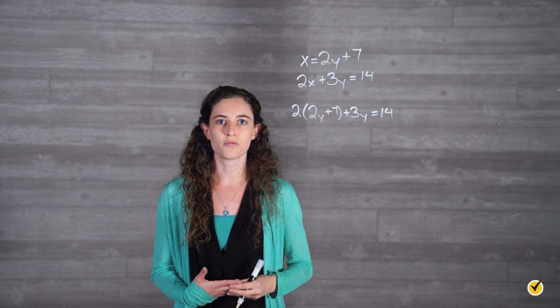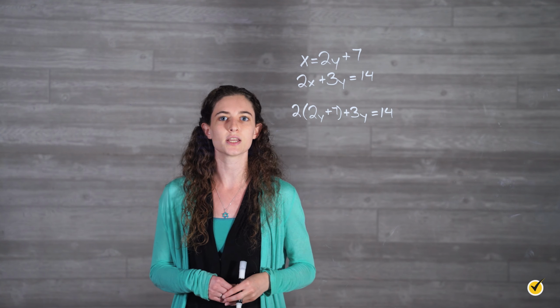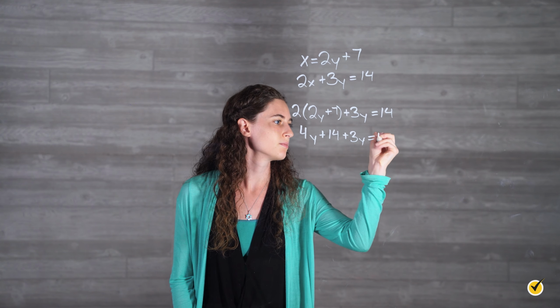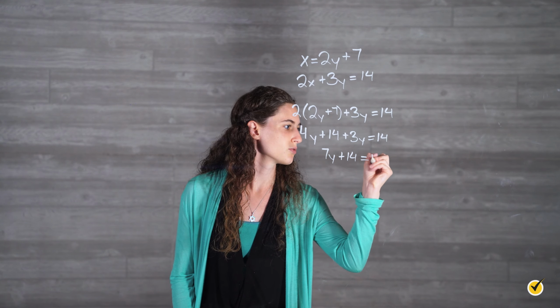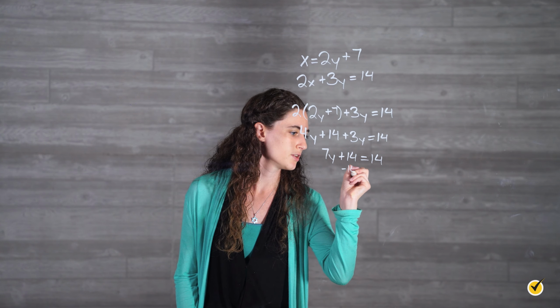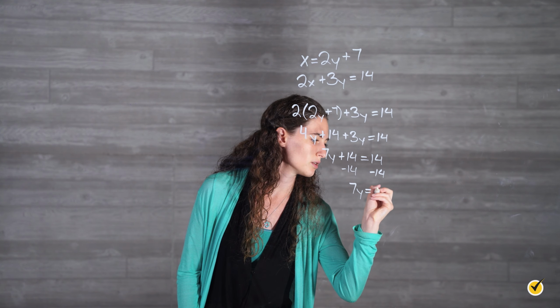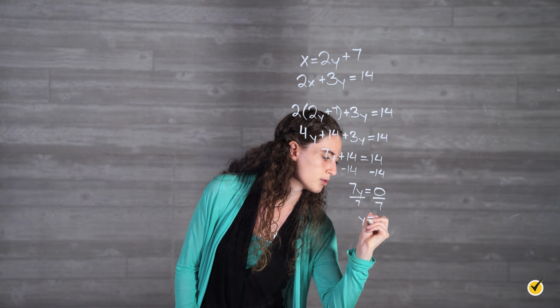Now we are left with only one variable in our equation, so we can follow the normal steps of solving an equation to find out what our y value is. 4y plus 14 plus 3y is equal to 14. So 4y plus 3y is 7y, plus 14 equals 14. If we subtract 14 from both sides, we get 7y equals 0. And when we divide by 7 on both sides, we're left with y equals 0.